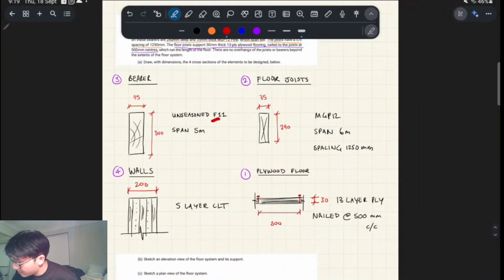I don't think I talked about, so F11 is just a type of F grade 11, right? Unseasoned means it's not fully seasoned. MGP 12, yeah, so this is a product of MGP. 12 is a grade.